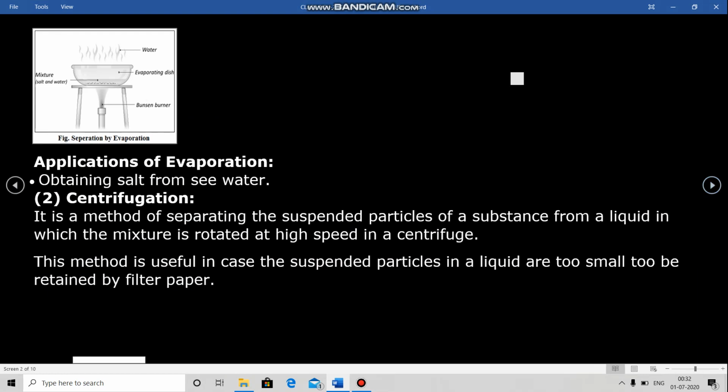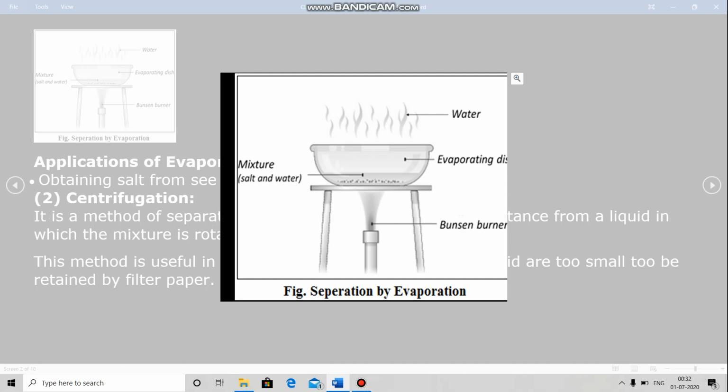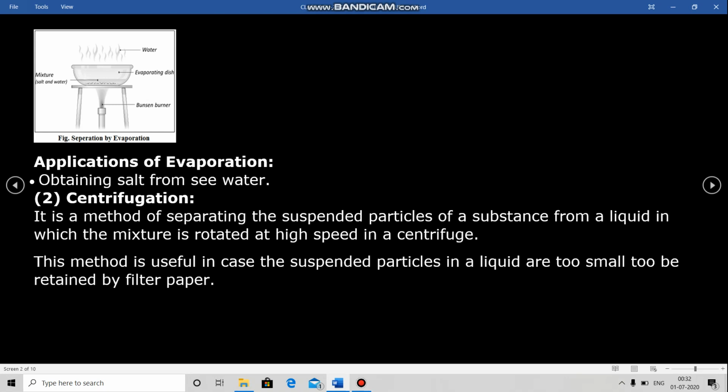This diagram shows a mixture of salt and water in the evaporating dish, the china dish. With the Bunsen burner we will heat this mixture. After some time we will see the formation of vapors. The vapor rises up and is left behind with the salt. So in this process we have just separated salt from the water. Clear? Okay, what are the applications of evaporation? Obtaining salt from seawater is the most used application in our life.